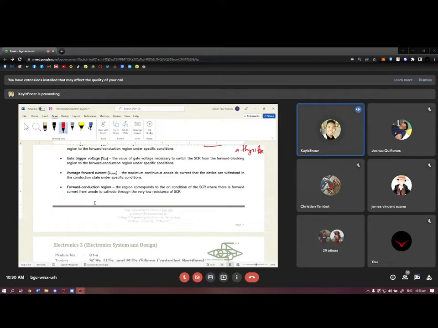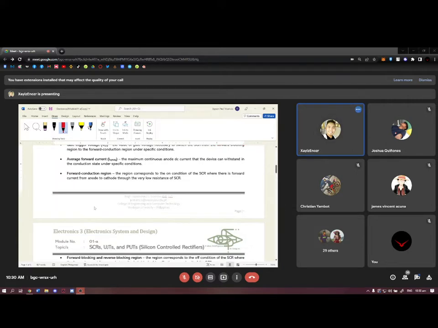Then the forward conduction region, it is the region that corresponds to the on condition of the SCR where there is forward current from anode to cathode due to the very low resistance of SCR. Pag sinabing forward conduction region, ibig sabihin lang ito, ito yung region kung saan si SCR is turned on na. So pag na-turned on na, you are now entering the forward conduction region.